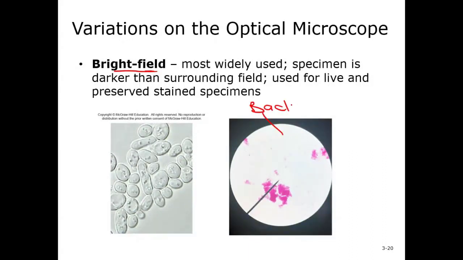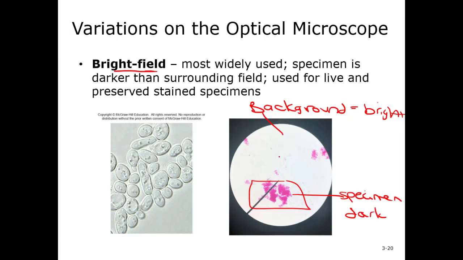The field is bright. The specimen, the bacteria that we're going to look at, will be darker because we're going to stain them. So as you can see here, the bacteria themselves, the specimen, is darker than the background. And this is an actual picture of a specimen that I took at home with the microscopes that we have.